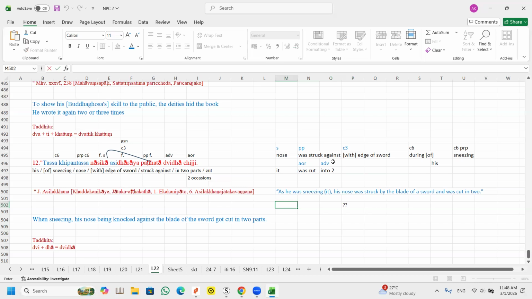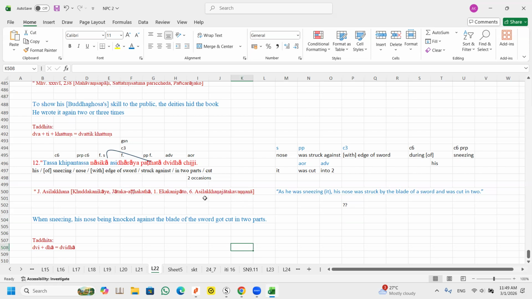You know, the nose was struck with the edge of the sword of his sneezing. It was cut into two pieces. That means definitely this part was cut into two pieces. But can you figure out why it's like that? I cannot really explain. I think you have to look into a few more lines there, because this one is also something like a jataka. A jataka sometimes is a story. So it's a story. So what you can do, this is the best.